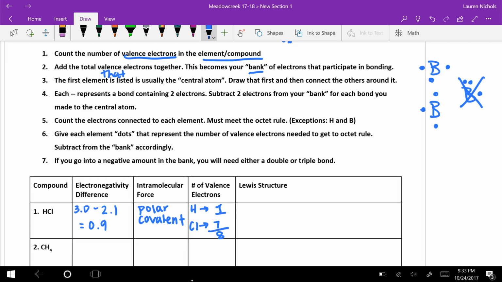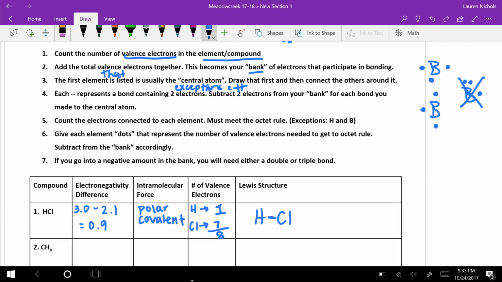Now it says usually. That means there are exceptions. The big exceptions are if it starts with H. Hydrogen is never a central atom. So you draw that first and connect the other atoms around it. Now in this case, we only have 2 atoms. We just draw hydrogen and chlorine, and we draw a single bond connecting them.